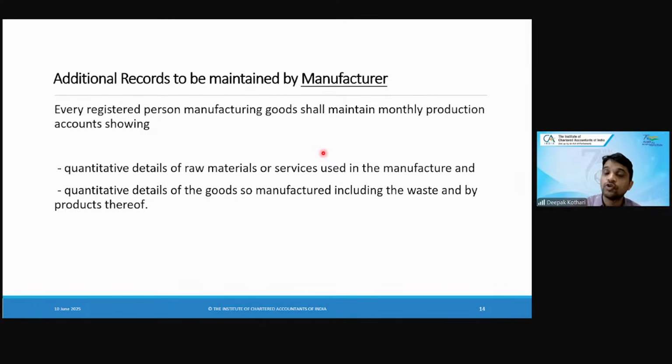But if you show a loss of 5 kgs in your record, then they'll get to know that it is an abnormal loss. On that, ITC can be said to be reversed. So on abnormal loss, which is loss beyond the standard limits, the ITC will have to be reversed, is what I'm saying.